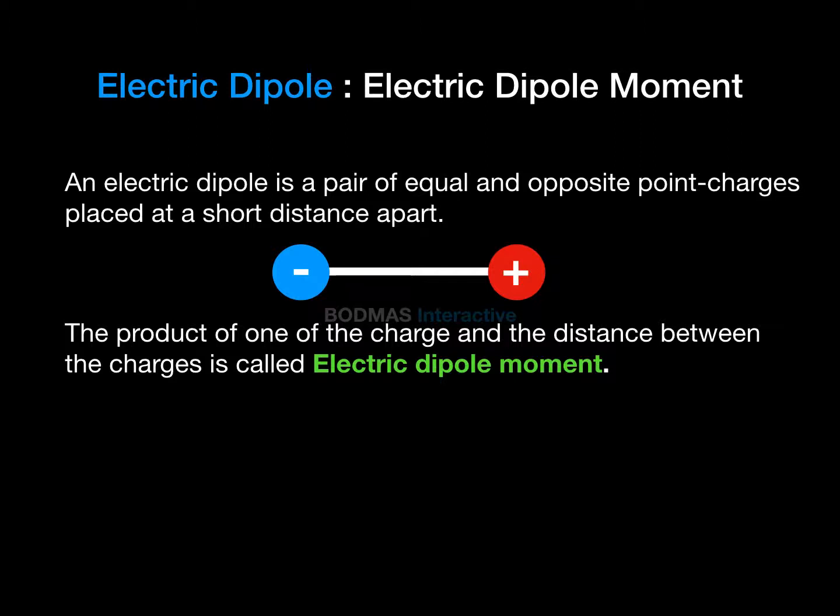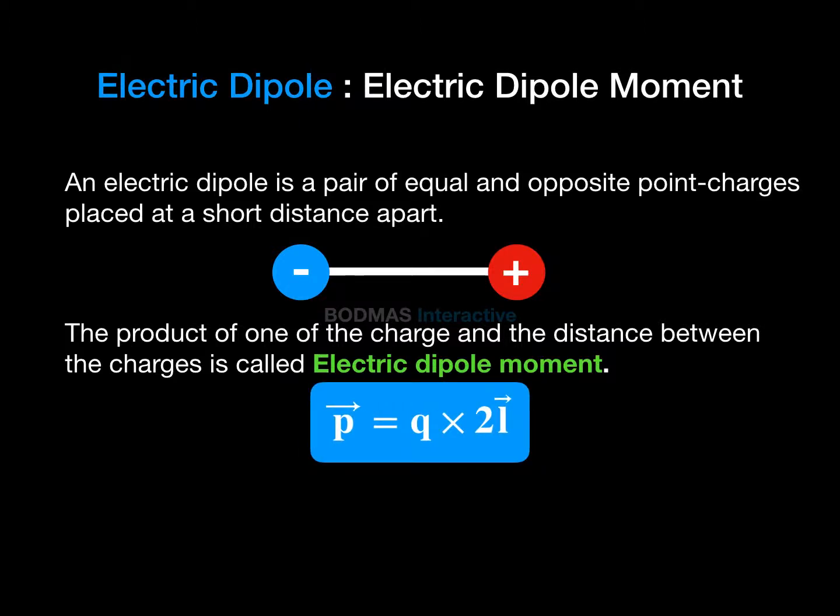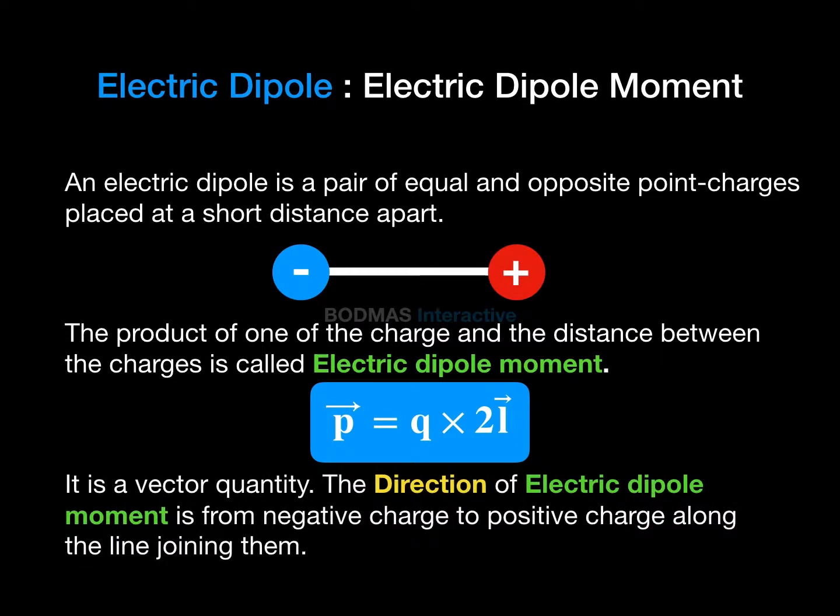The product of one of the charges and the distance between the charges is called electric dipole moment. That is, vector P is equal to Q times 2L, where 2L is the length of the dipole. Remember, it's a vector quantity. The direction of electric dipole moment is from negative charge to positive charge along the line joining them.